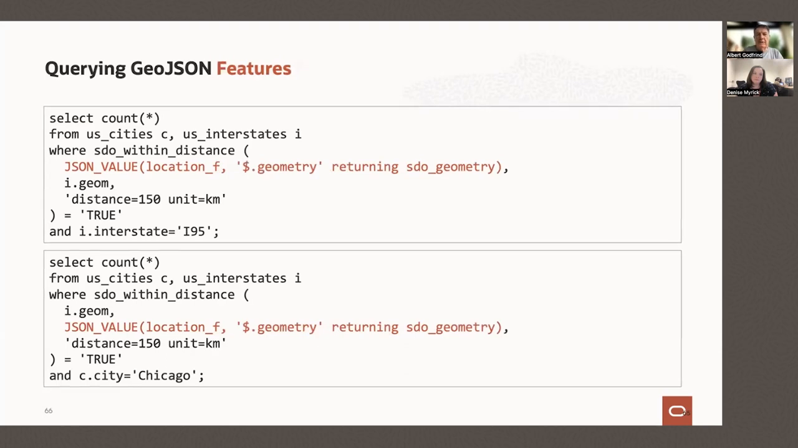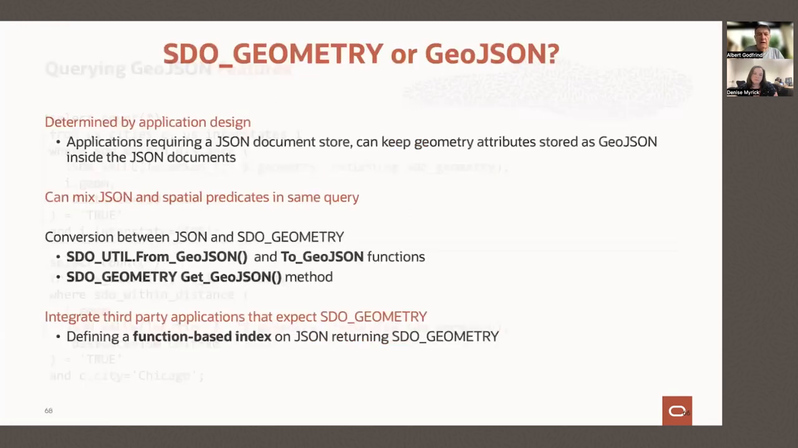Features, well, we know how that works. It's the same thing. We extract geometry from the feature and do the same thing. So which ones should we use? In my opinion, I think we probably want to use SDO geometry from a performance perspective.